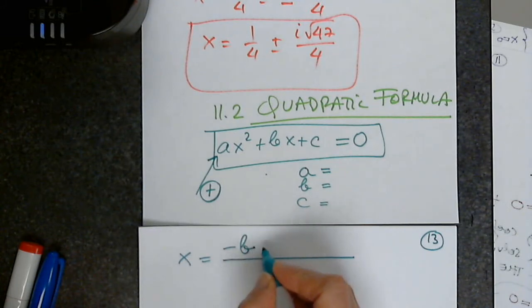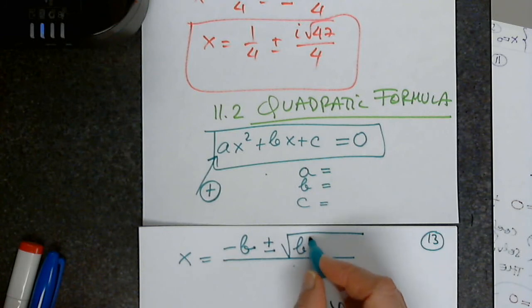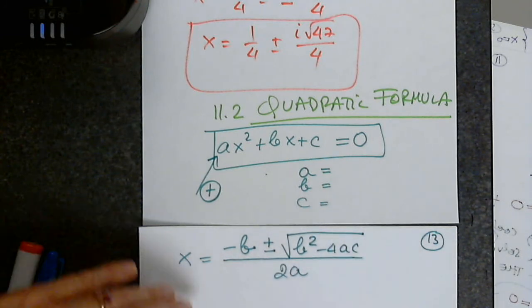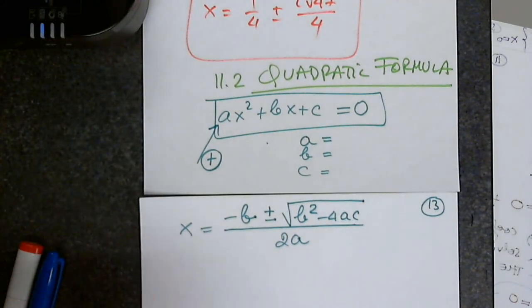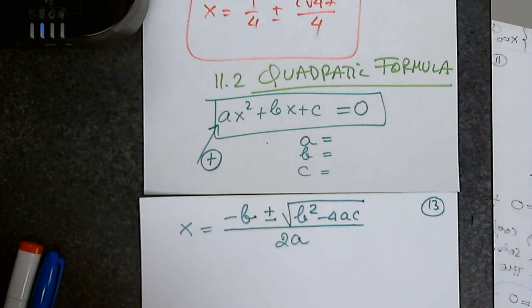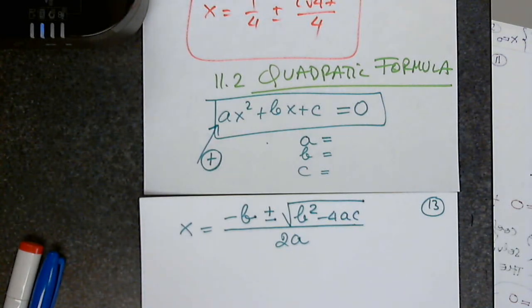Negative b plus or minus the square root of b squared minus 4ac divided by 2a. So try to remember this. I don't like to tell you to memorize stuff, but this is extremely useful. Negative b plus or minus the square root of b squared minus 4ac over 2a.